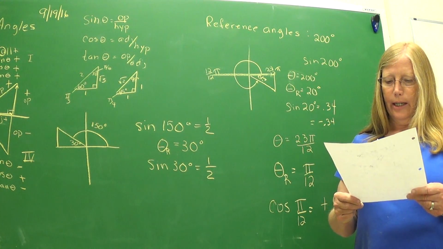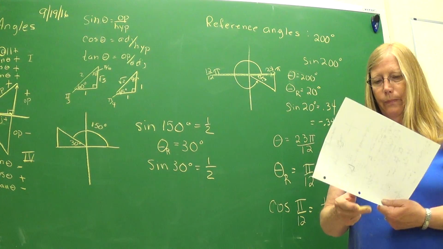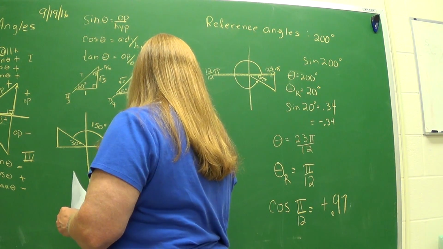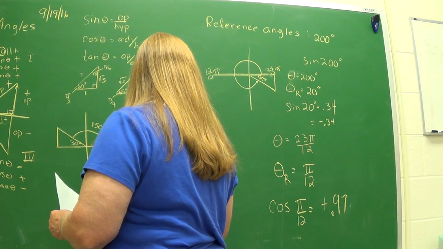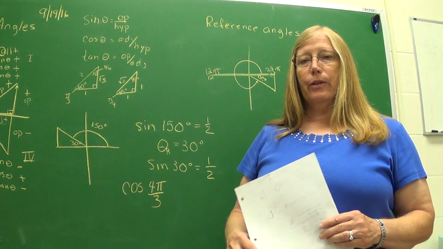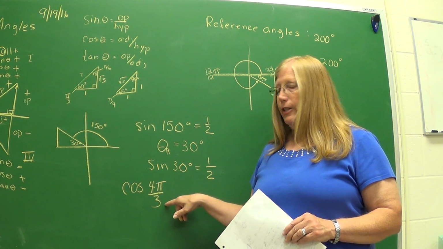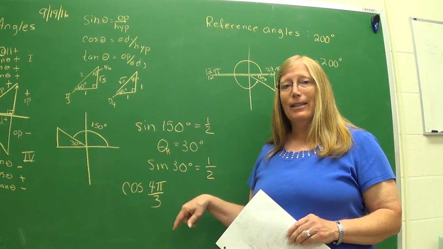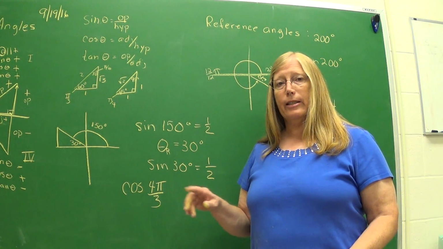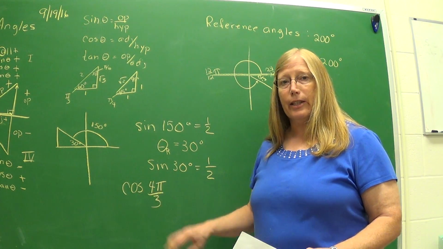Alright, shall we try another one? Let's try cosine of 4 pi over 3. So turn off the video and try that for a while. What you have to do is sketch it first. So you have to find it. I would recommend doing 8 pi over 6 because we're good at 6 now. So that would be a good way to find it. And then we'll find the reference triangle and use that, the cosine of that, and then check the sign.